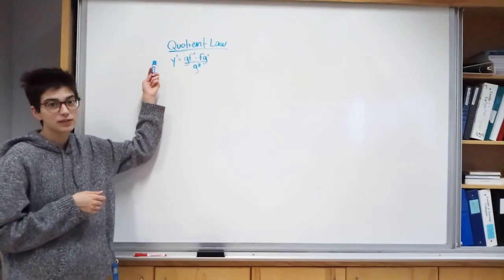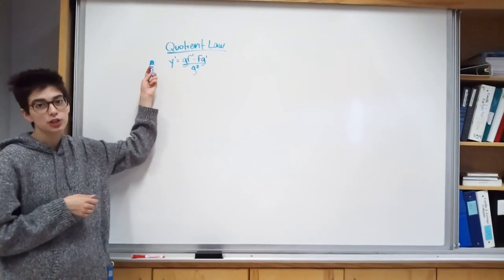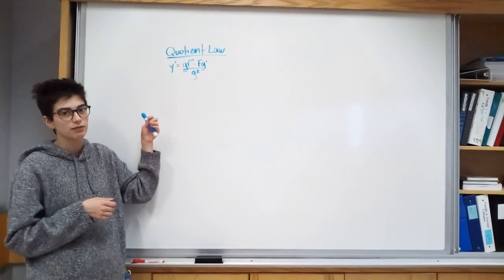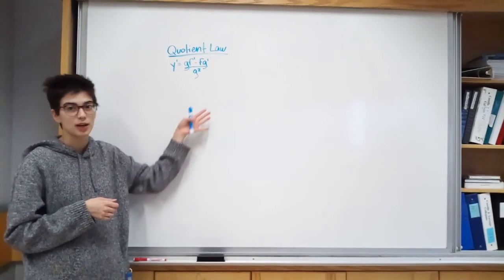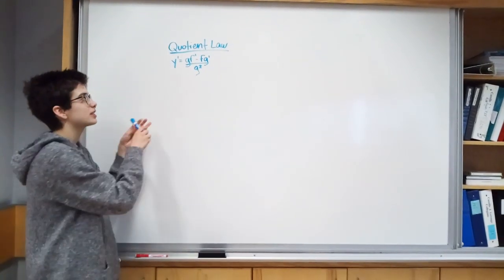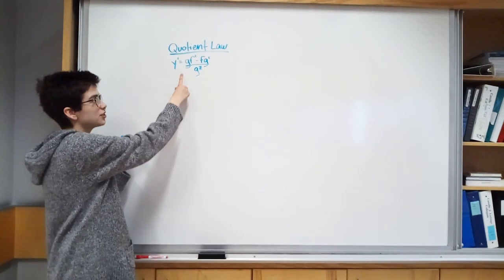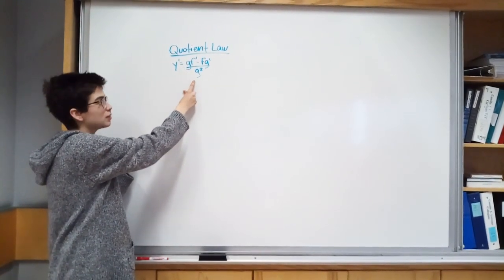So the third derivative law that we're going to be covering now is called the quotient law, and this is what you use when you have a quotient, or when you have something divided by something else. This is defined by our equation here: gf prime minus fg prime, divided by g squared.